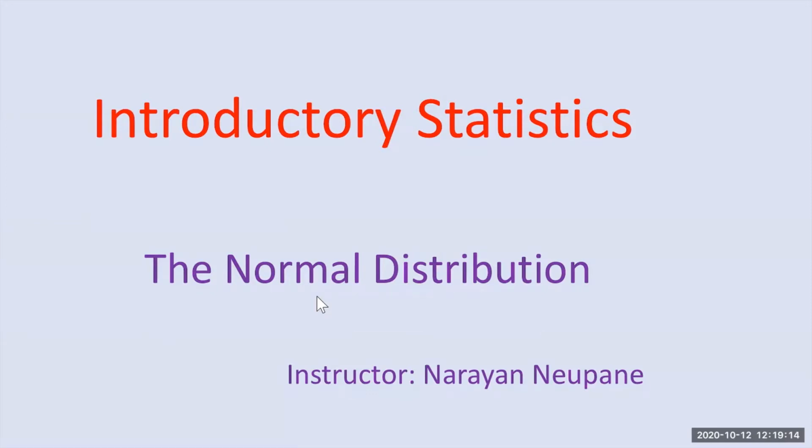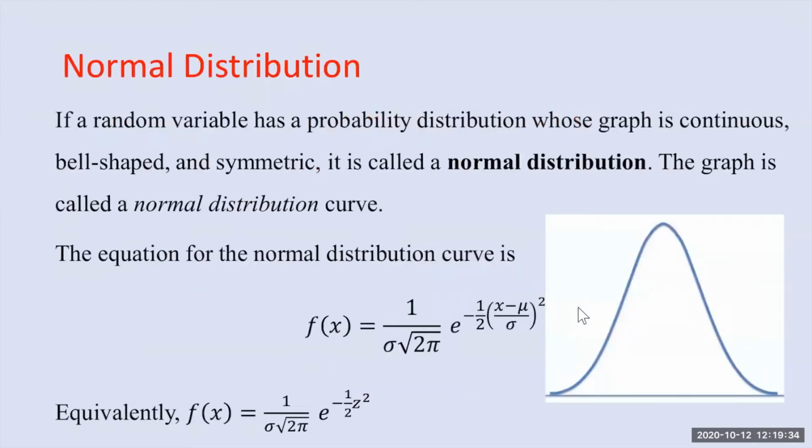Now, if the random variable is a continuous variable, then the distribution is called the continuous distribution, or the random variable is called the continuous random variable. And one of the examples of continuous distribution is the normal distribution, which we are exploring today. First, let's talk a little bit about normal distribution.